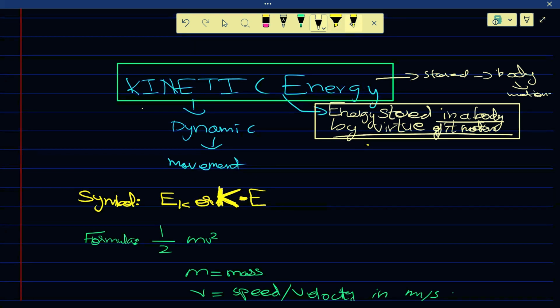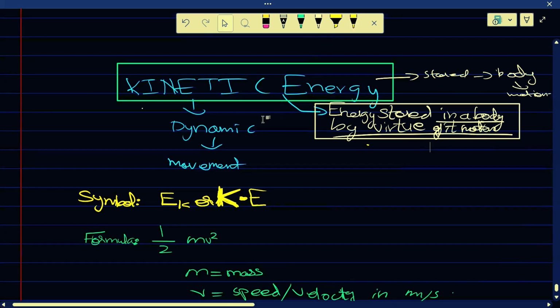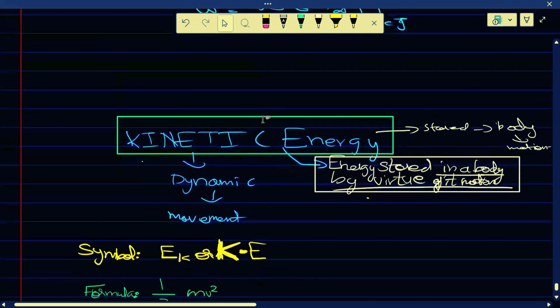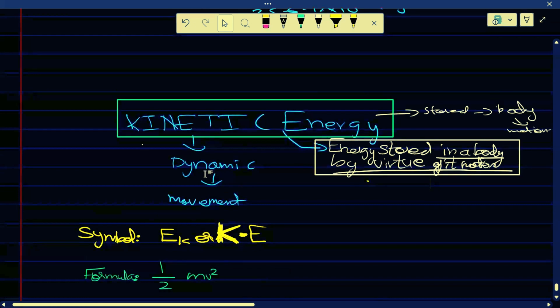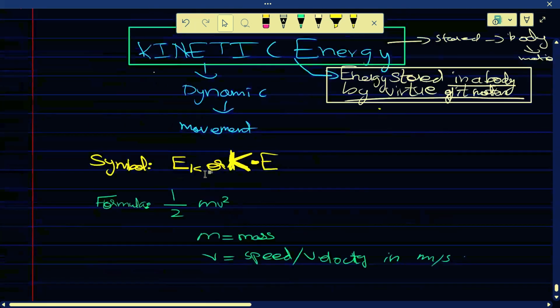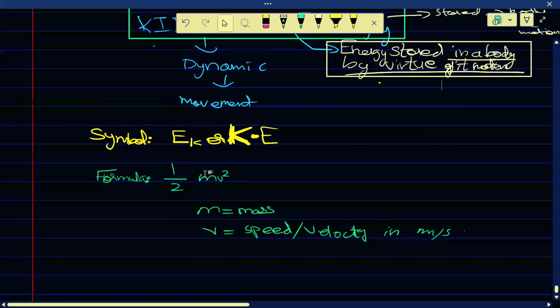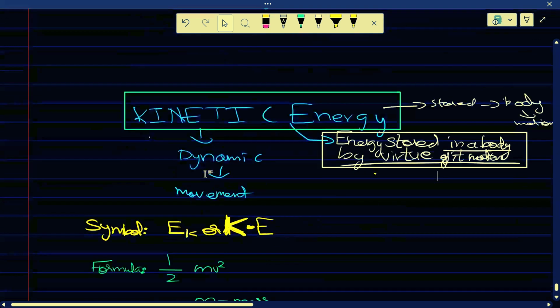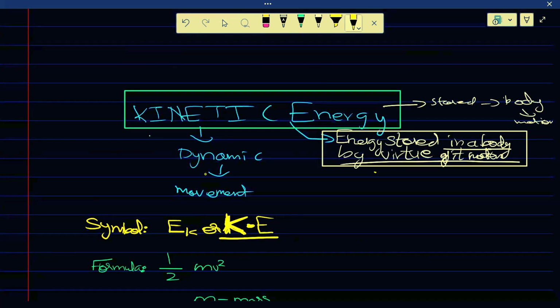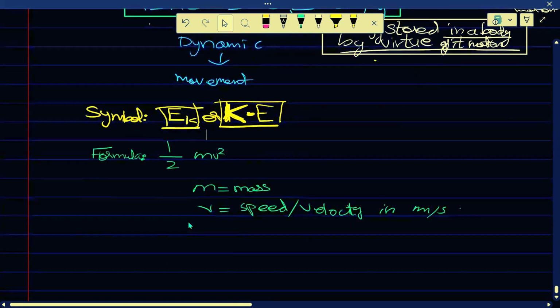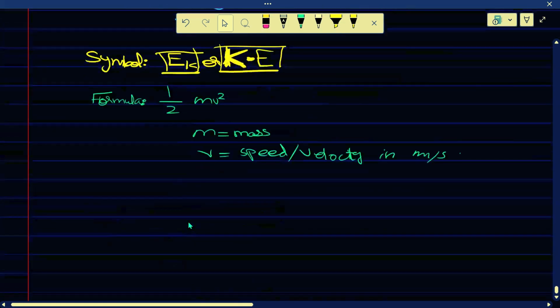Now, what is the meaning of kinetic? Kinetic means dynamic. And what is dynamic? Dynamic means movement. So basically, kinetic means movement, that is, moving energy. Its symbol is K or EK. Either you can write EK or you can write K. These are the two symbols of it, and its formula is 1 upon 2 mv square.